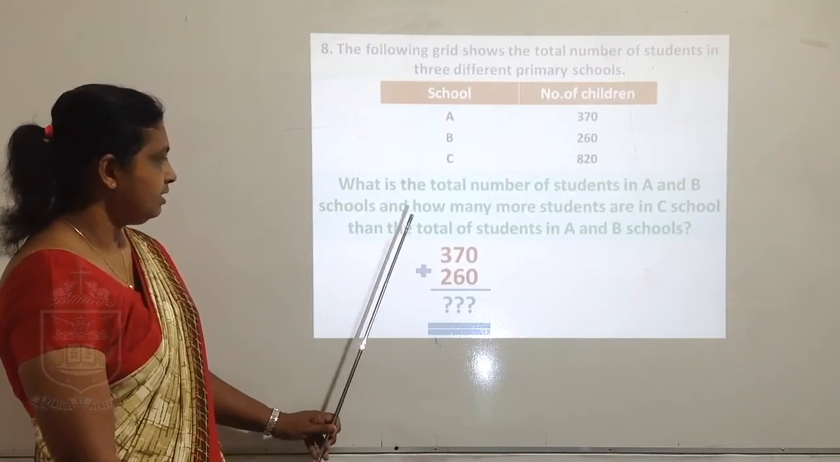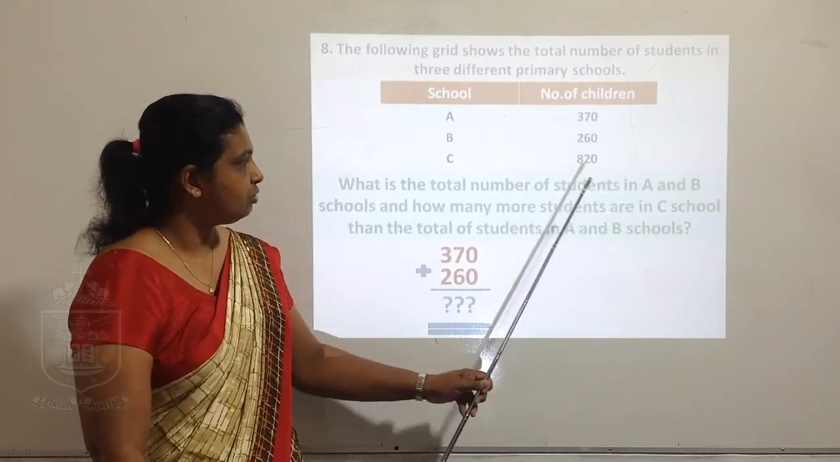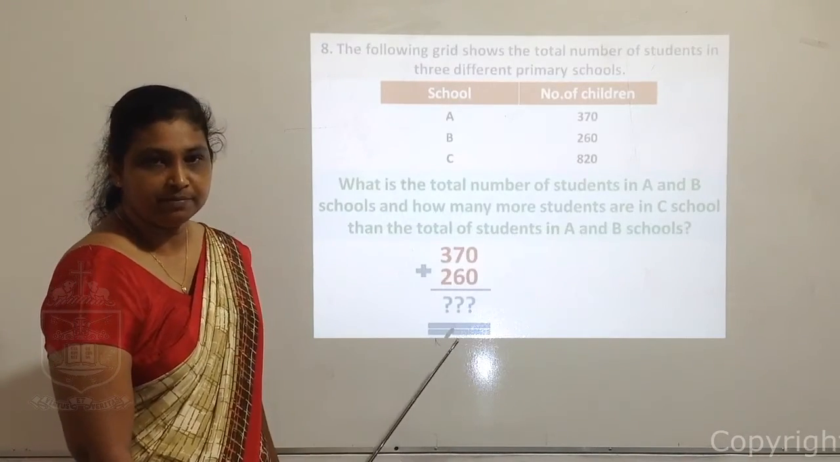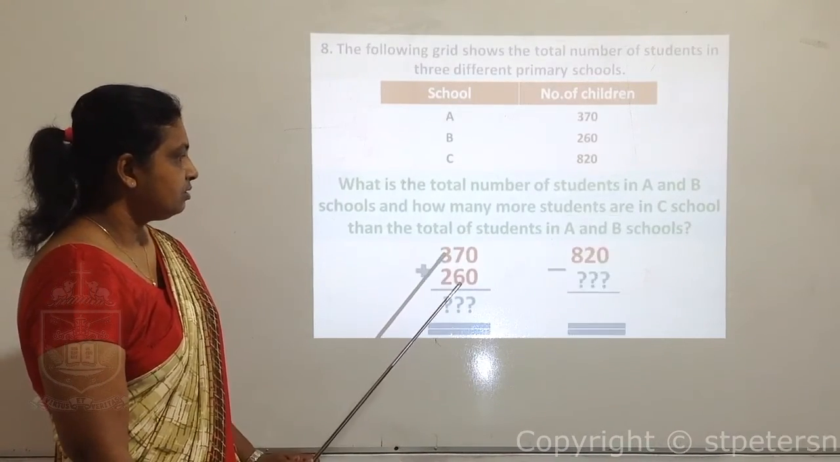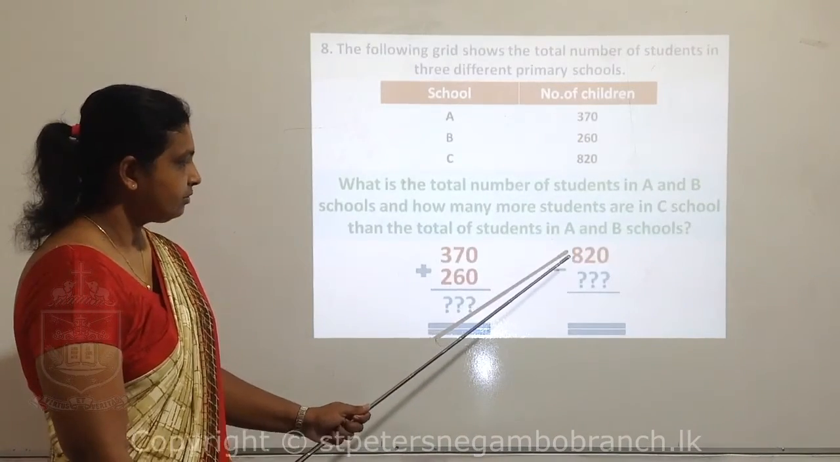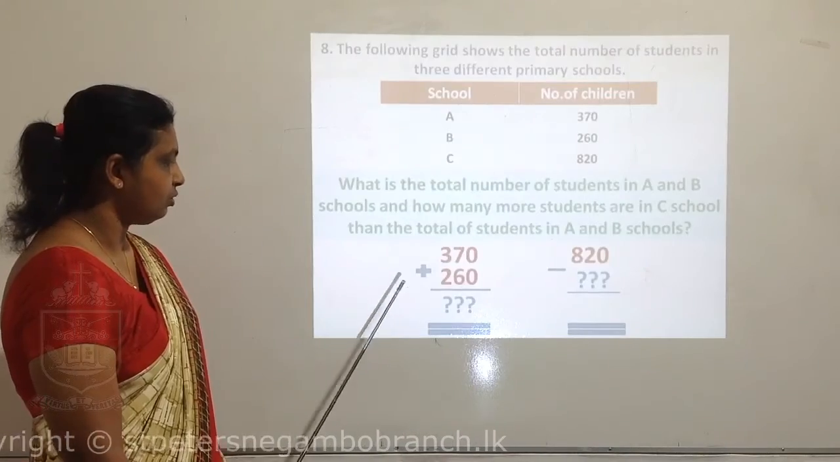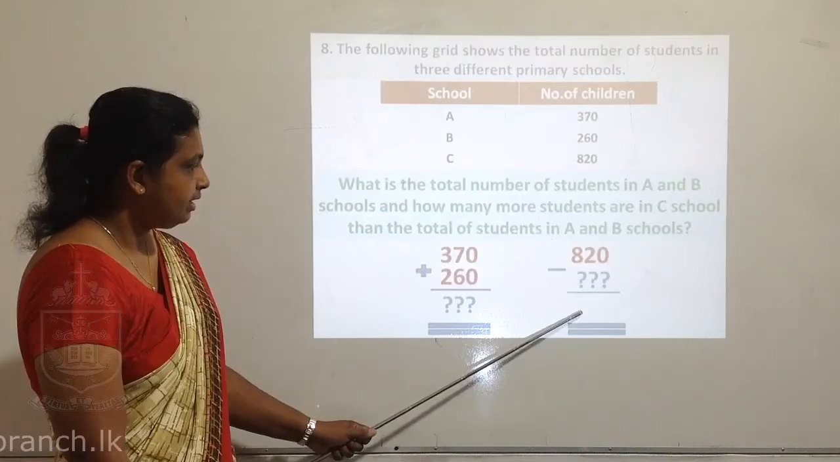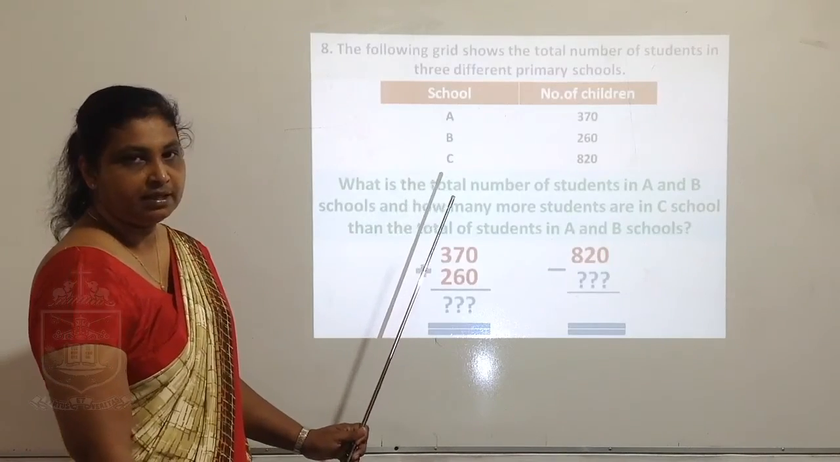And the second part is, how many more students are in school C than the total of students in A and B? So, in school C, there are 820 children. After subtracting this total, you will get the number of more students in school C than A and B.